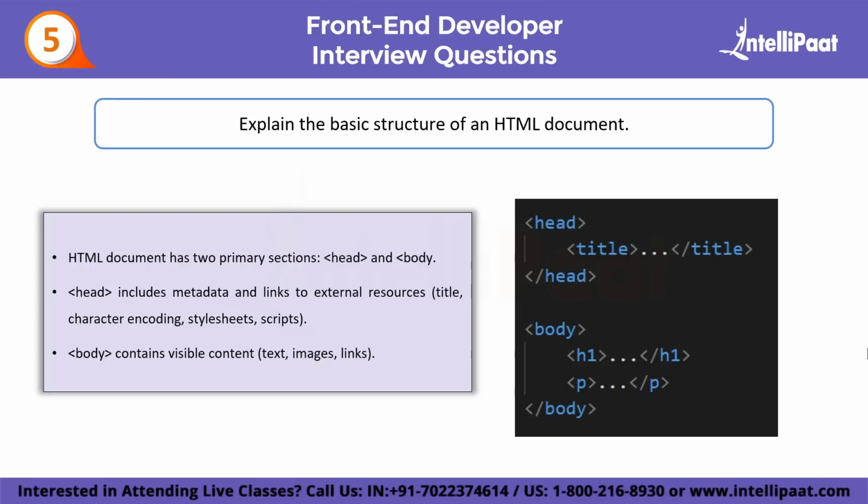As you can see in the example on the right side, the head element contains the title of the page. Then the body contains the heading as H1 and there's a paragraph within the P tag after the heading tag. This basic structure forms the foundation of every HTML document, allowing browsers to properly display the content to the users.